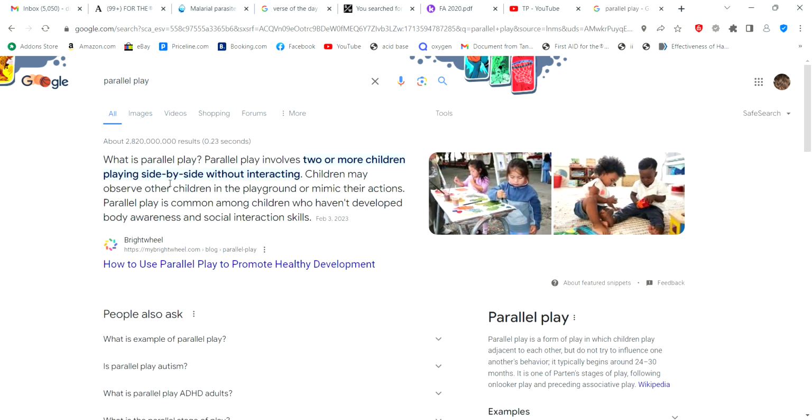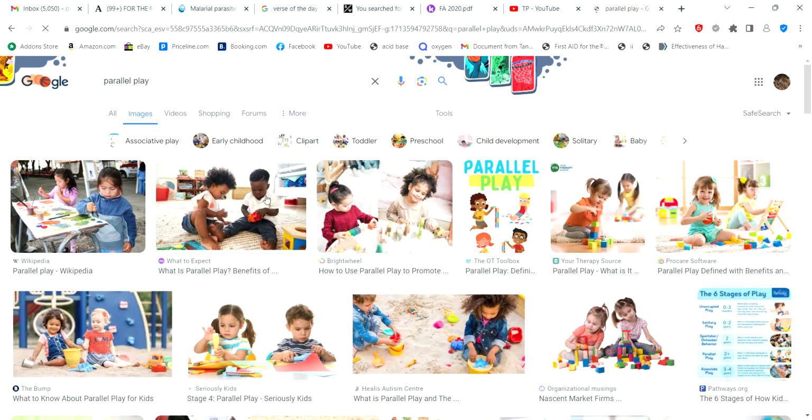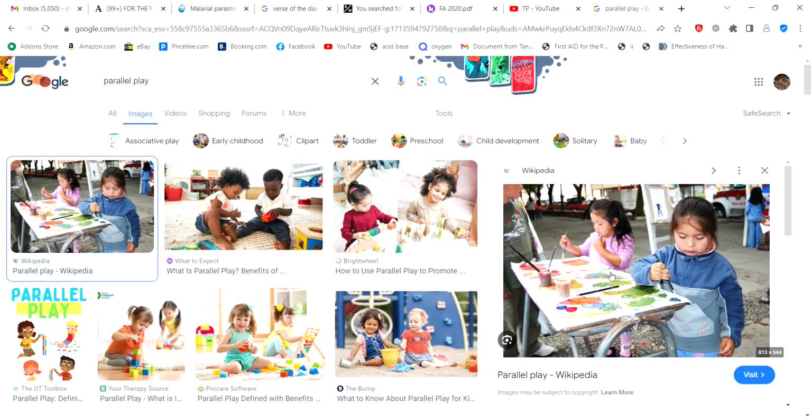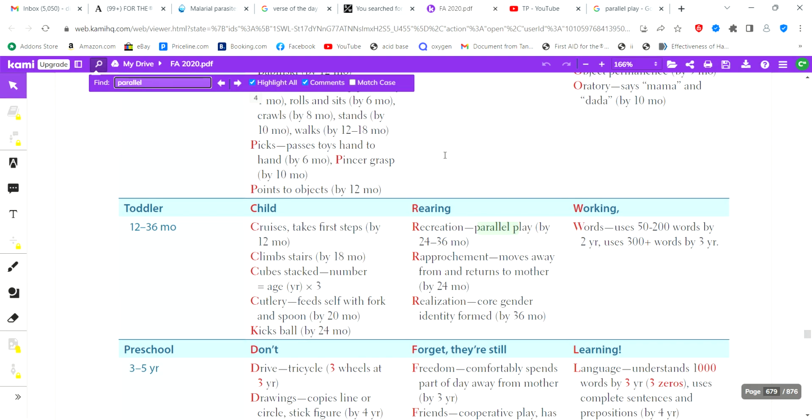Parallel play is when two or more kids are playing side by side without interacting. So imagine a 3-year-old sitting next to another 3-year-old and painting, but they don't talk to each other. That's parallel play. They should be able to do this by age 3. So a 3-year-old should be able to parallel play, but not cooperative play, which means playing with other kids.